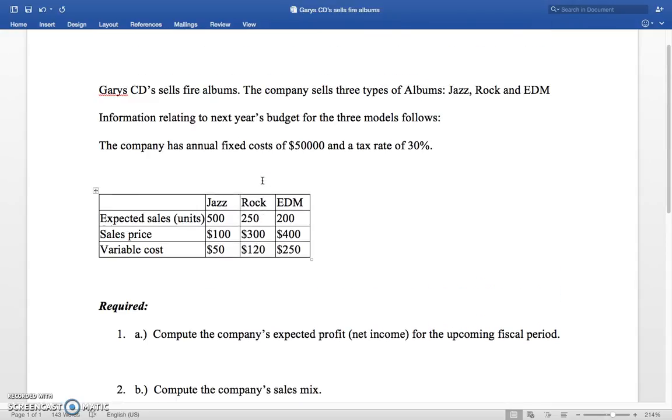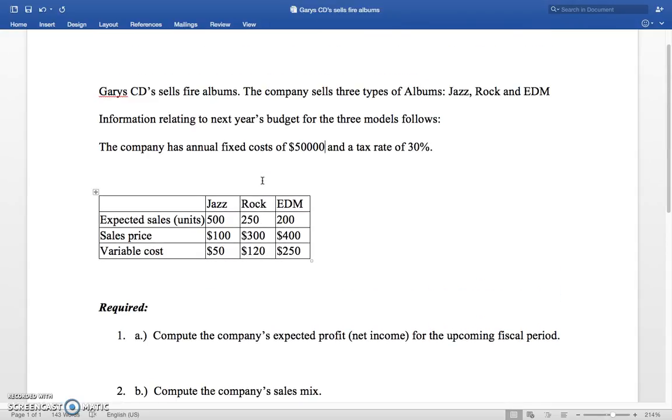All right, so let's get started with the first part. Gary CD sells fire albums. The company sells 3 types of albums: jazz, rock, and EDM. The information is given. The company has annual fixed costs of $50,000 and a tax rate of 30%. And then individually for each product, they have given information such as sales price, variable costs, and the expected sales.